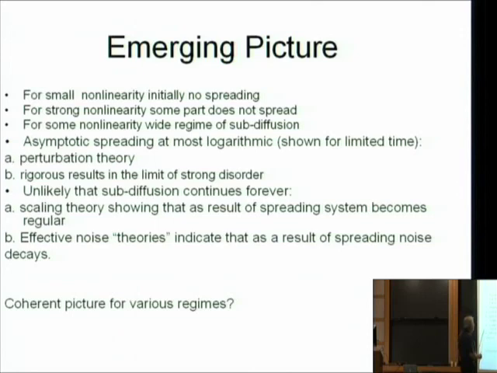Now, the subdiffusion can probably not continue forever, because the scaling theory and the effective noise theory indicate, if you write them properly, that when this flat region becomes too small, it doesn't look that flat on the ordinary scale, and there will be regions of the size of the localization length where the motion will be periodic. But you have to go through all these regions in order to excite the edge. So in the end, I believe these effective noise theories should run out of steam. But what is missing is a way to construct a really coherent picture of all this.